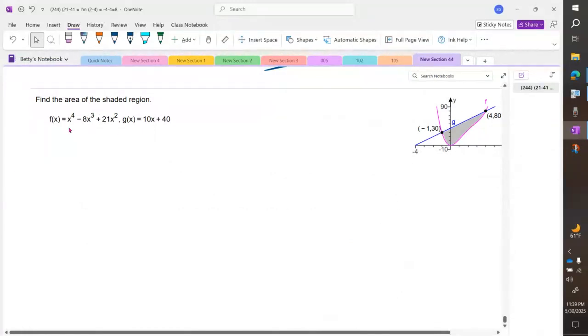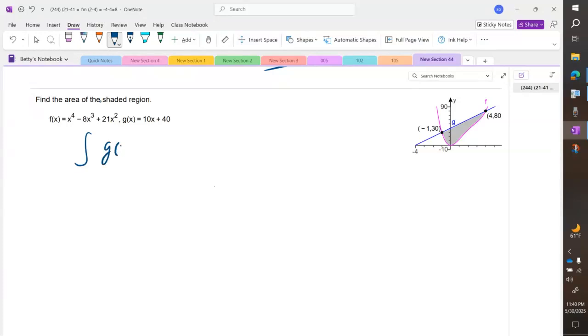G is a straight line. F is a polynomial function, a curve. So it's G minus F from -1 to 4. Okay, so I'm going to find G minus F first.